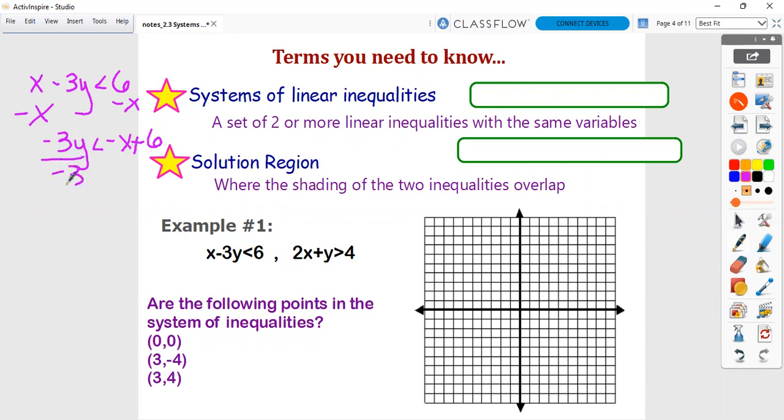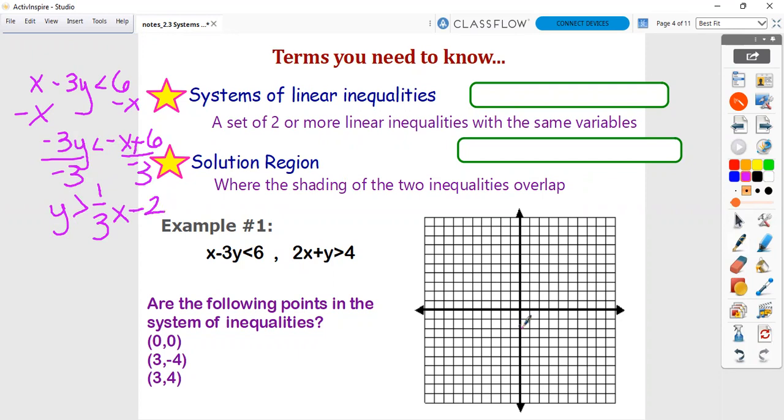And then we're going to divide everything by negative 3. Now remember, we divided by a negative, so we are going to have to flip this inequality sign. It becomes y is greater than. That's a negative 1 in front of the x divided by negative 3. That makes that a positive 1/3 x. And then we have positive 6 divided by negative 3 gives us negative 2. So that's our first inequality.